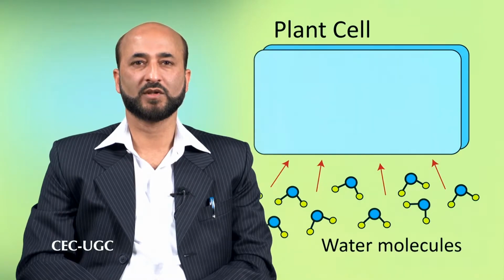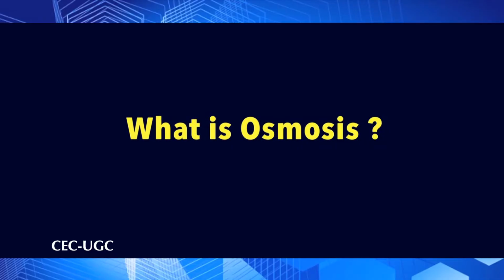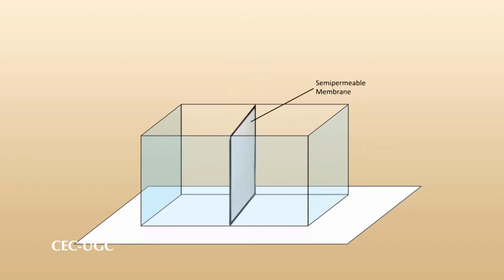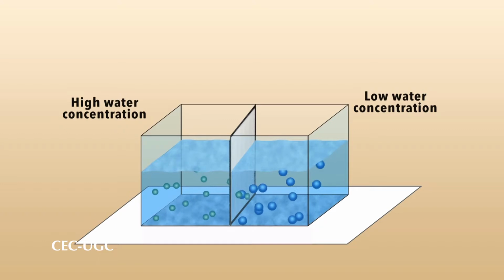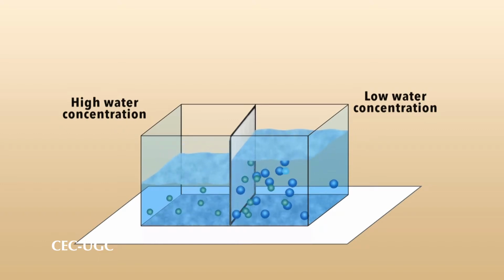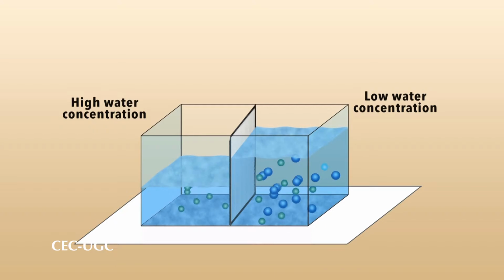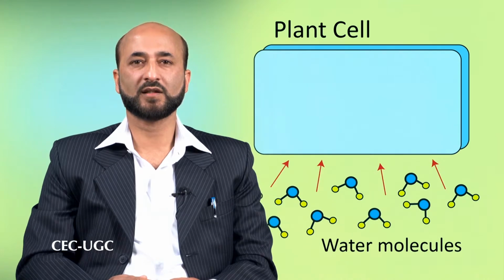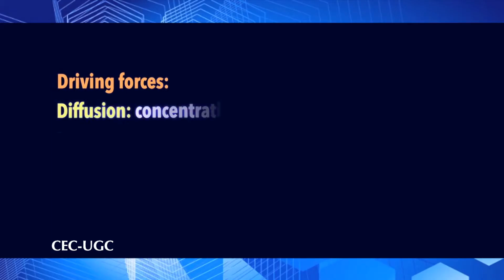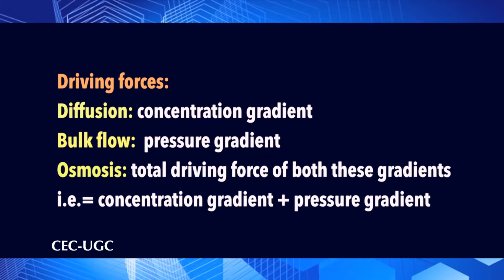Let us now take osmosis. What is osmosis? It is actually a special type of diffusion through a selectively permeable membrane. Simply, osmosis is the movement of water from a region of higher water concentration to a region of lower water concentration through a selectively permeable membrane. While the concentration and pressure gradients are the driving forces for diffusion and bulk flow respectively, osmosis occurs spontaneously in response to a total driving force of both these gradients.